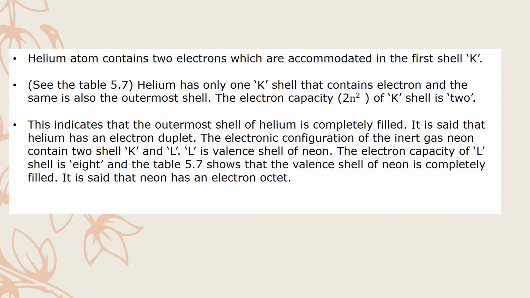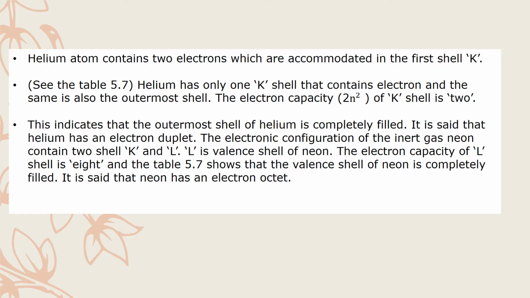The atom contains 2 electrons which are accommodated in the first shell, that is the K shell. You can see table 5.7, then you will understand, children, that helium has only 1 K shell that contains electrons, and the same is also the outermost shell. So the K shell is the outermost shell in the helium atom because it contains only 1 shell. The electron capacity of the K shell will be 2 electrons, because according to the formula 2n square we get 2. So this indicates that the outermost shell of helium is completely filled.